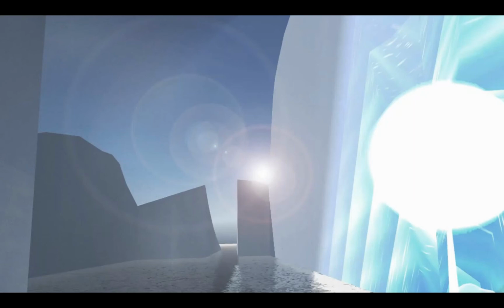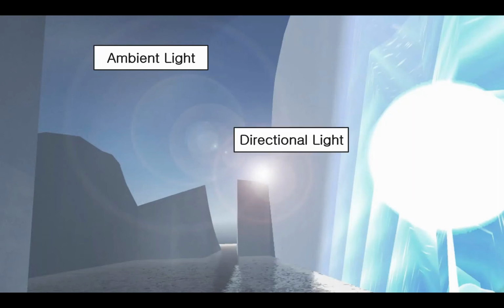Different types of light available in the scene include ambient light, which can be generated from the skybox itself, directional light, like the sun or a flashlight, and point light, like a bulb.